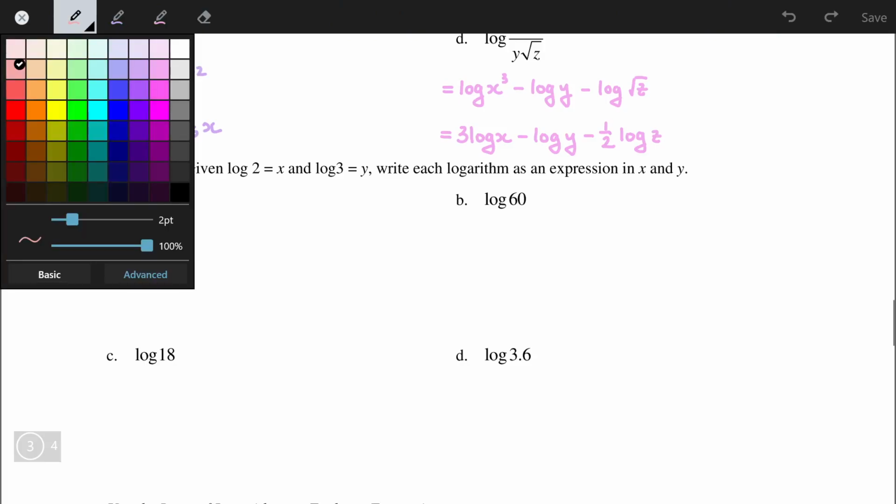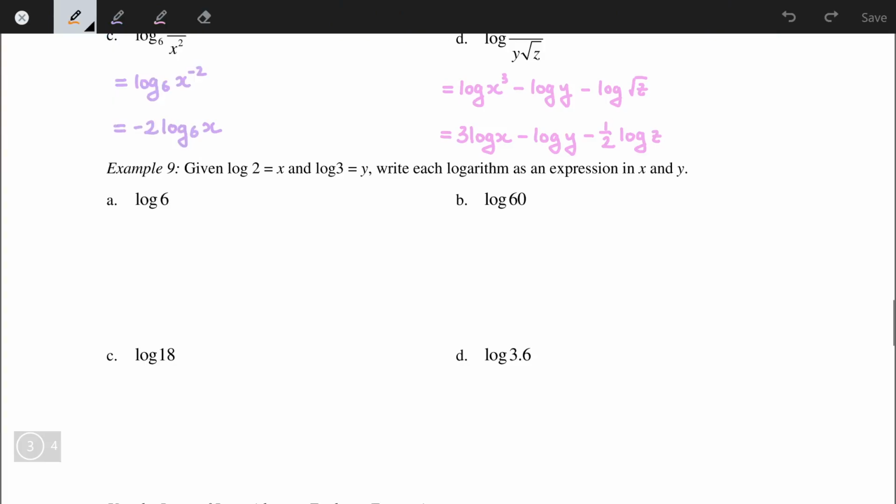So for the first example, here we have log 6, which of course we can rewrite as log 2 times 3, which of course is the same as log 2 plus log 3 using the product rule. And we know that log 2 for the purpose of this question is equal to x, and log 3 is equal to y. So this is just x plus y. And that's the idea for this question.